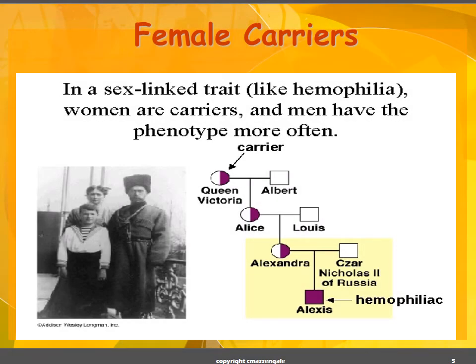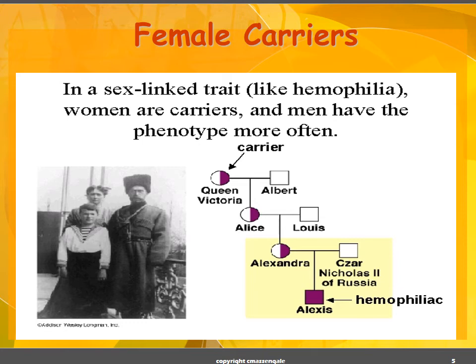Another very important point to consider, which is linked to sex-linked traits, is in female carriers. So in a sex-linked trait like hemophilia, women are the carriers and men show or have the phenotype for it. And one of the classic examples of this was in Alexis, who was the son of Tsar Nicholas and his queen Alexandra. And it's very interesting because Alexandra was the descendant of Queen Victoria and her husband Albert.